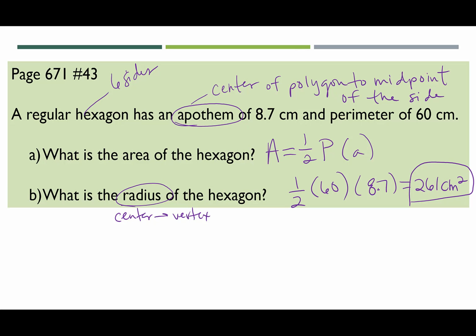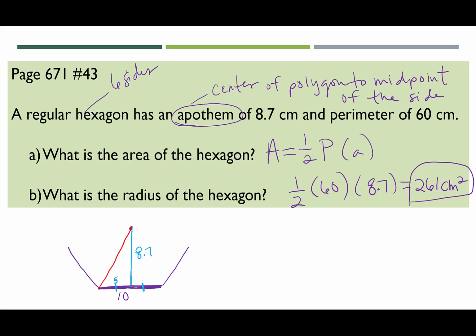Question B asks us to find the radius of the hexagon. So for this, I'm going to draw a little picture. So let's say this is one of the sides of the hexagon. If the hexagon has a perimeter of 60 and there's 6 sides, one of those sides must be 10. I'm going to draw the radius here in this red color. The radius is from the center of the shape to the vertex. In blue, I'll draw the apothem we were given, which was 8.7. But what you need to know about this apothem is that it does split the side into 2 equal parts. And so this smaller part is going to be 5.